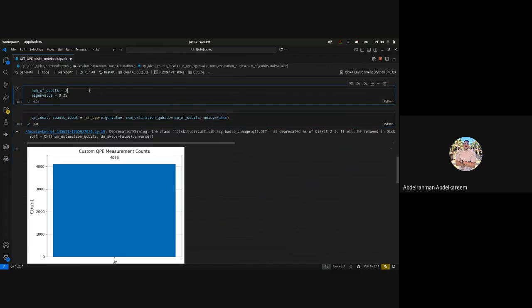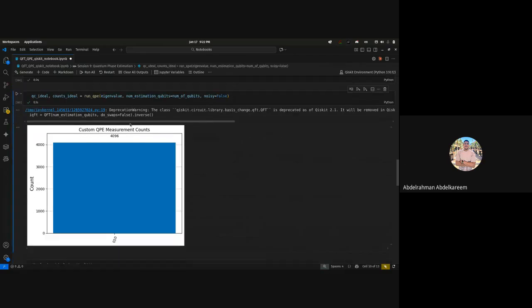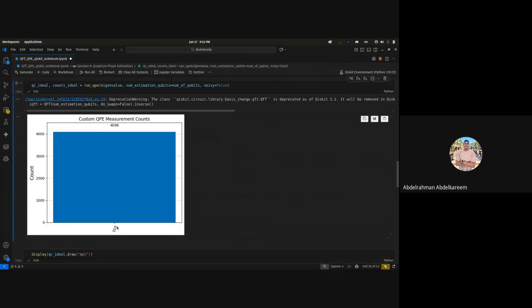Maybe we can try, for example, 3 qubits with the same eigenvalue. I see I have got 0, 1, 0. So 0, 0, 0 is mapped to 0, 0, 1, 1 is mapped to 1/8, and 0, 1, 0 is mapped to 2/8, which is 0.25. So this is a binary representation, and we convert it to a decimal representation.